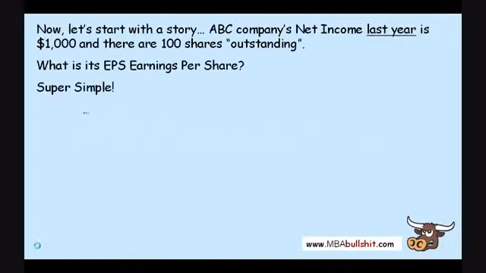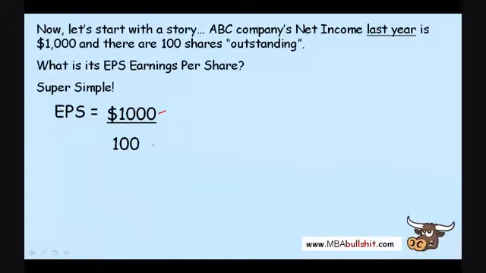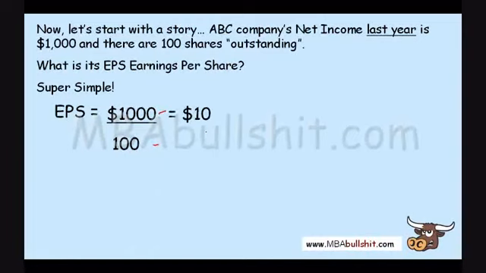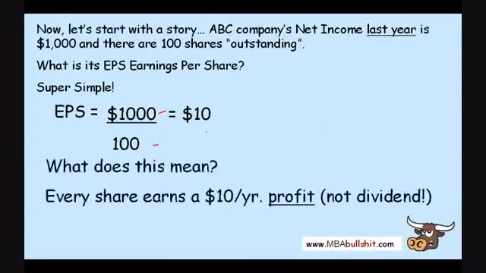What is its earnings per share? Well, it's super simple. Earnings per share is simply the total net income last year of the whole company divided by the number of shares outstanding. If you do this equation, you'll find that the earnings per share is exactly $10. A nice, simple, easy round number. Now, this is the easiest part of financial ratios, which is to compute the actual number. What's more important is, what does this mean? This means that every share earns $10 a year in profit.